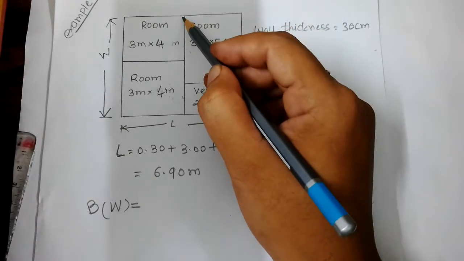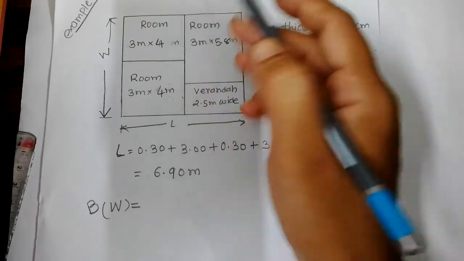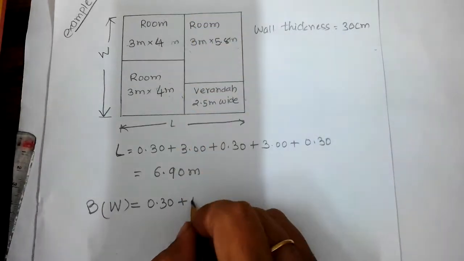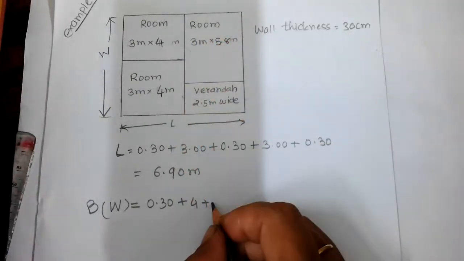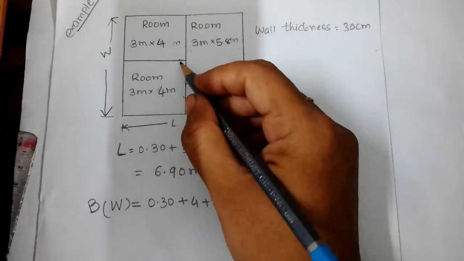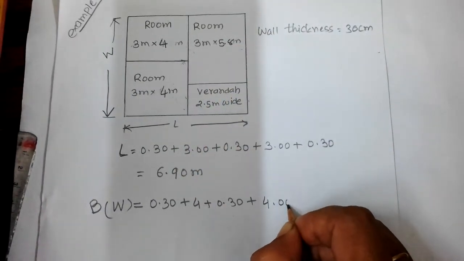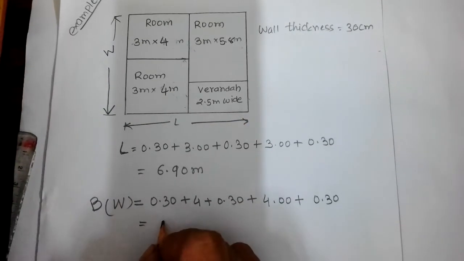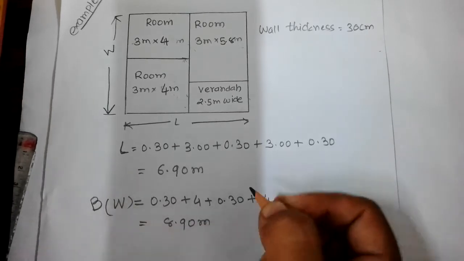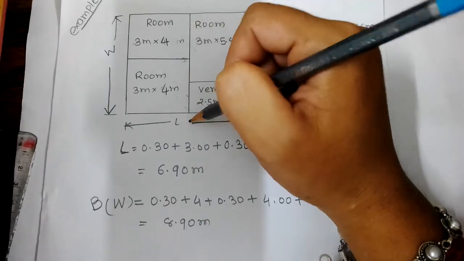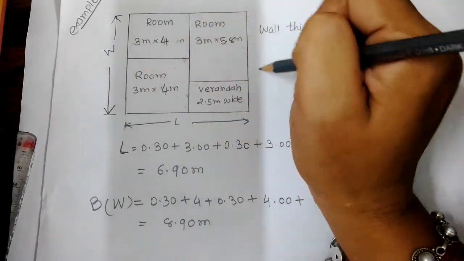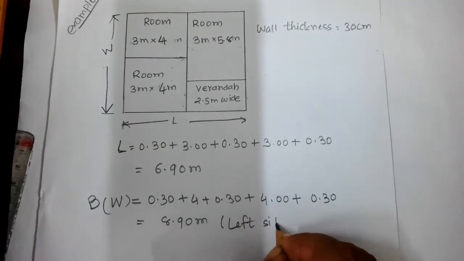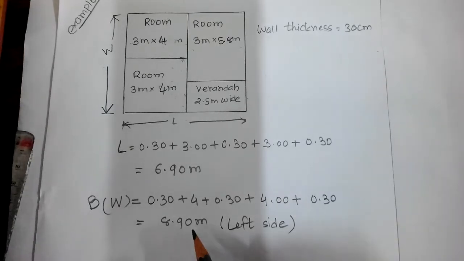So from starting here 0.30, okay, plus this is a 4 meter, okay, this wall 0.30 plus again 4 meter plus this 0.30, so is equal to 8.90 meter. So if we divide this plan into two portions, this part is left side and this part is right side. So we can say left side width is 8.90 meter.